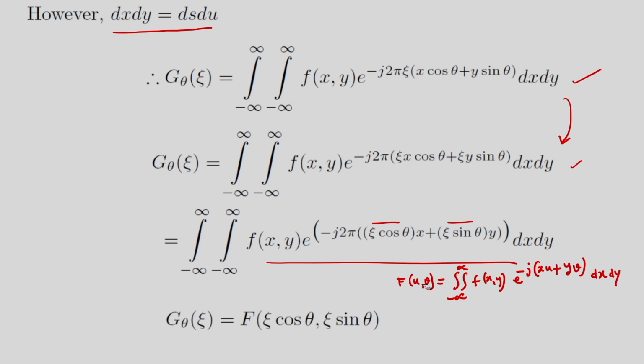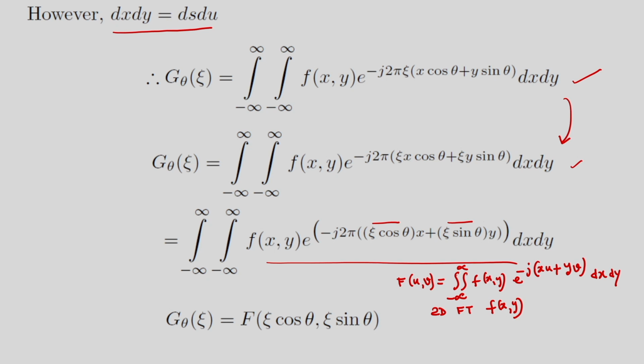This is u, v, this is v. So this is nothing but the 2D Fourier transform. This is the 2D Fourier transform of f(x,y). This is the expression for the 2D Fourier transform of f(x,y).